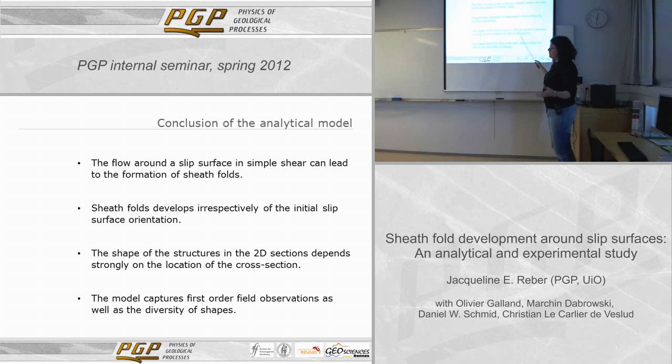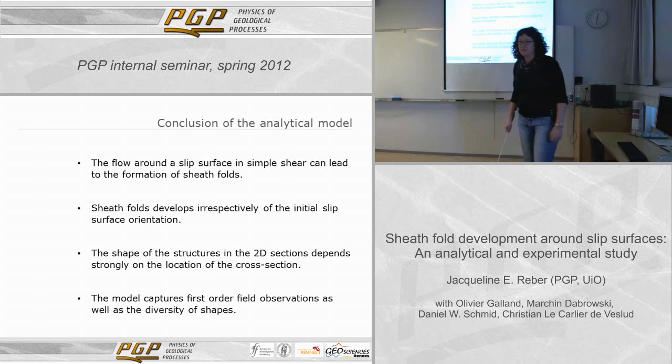So it produces a sheath fold anyway. It doesn't matter how we orient the slip surface. But the location of the 2D section really influences the pattern we see. And our model captures first order field observation. Yes?